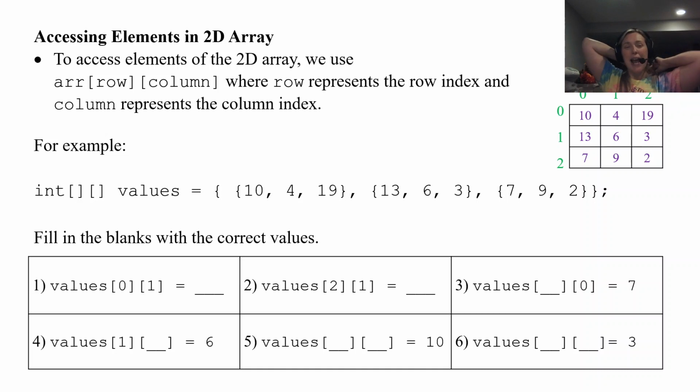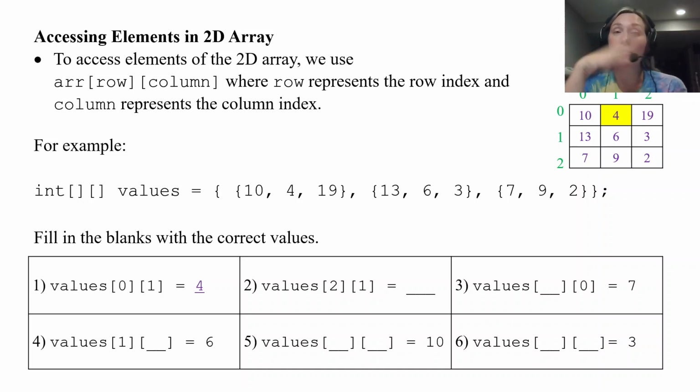The six problems I have are just fill in the blanks with the correct values, just being able to access them. So first off, it says values 0, 1. Okay? What is that? Well, that's in row 0 and column 1. And I have it highlighted there what that element is. That's going to be the element 4. Okay?